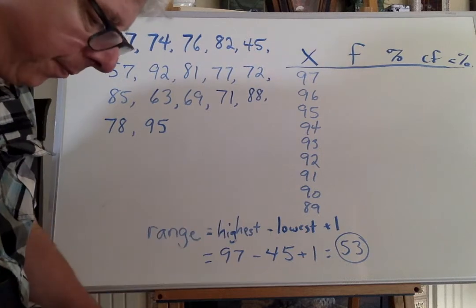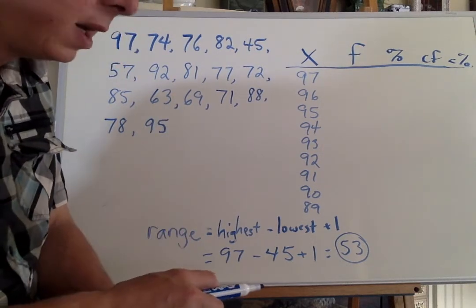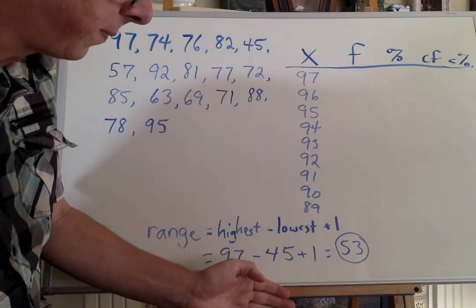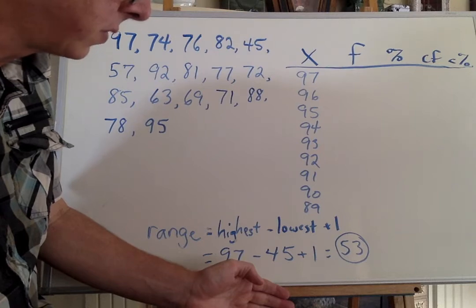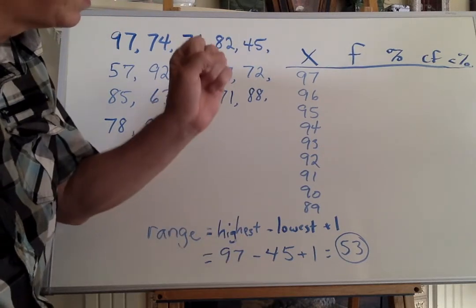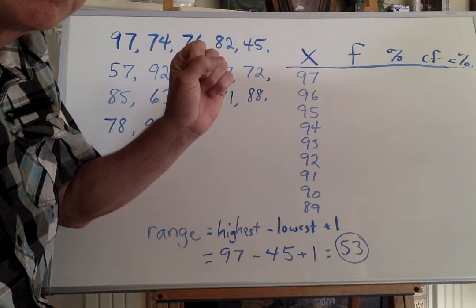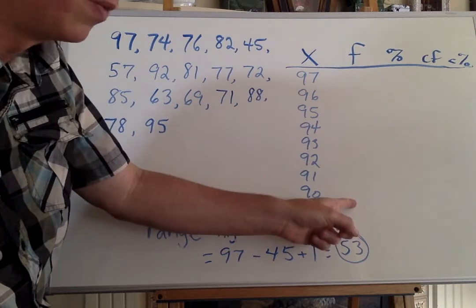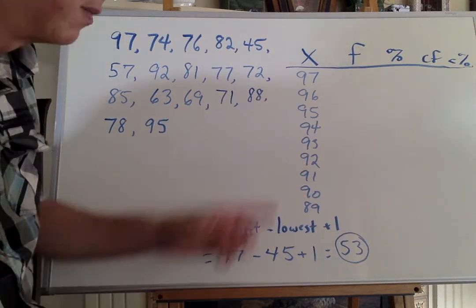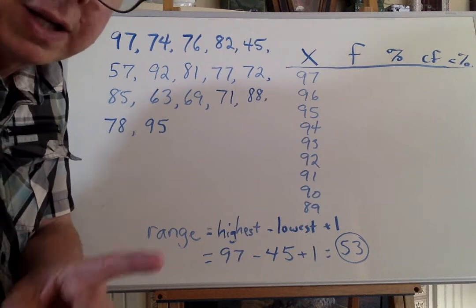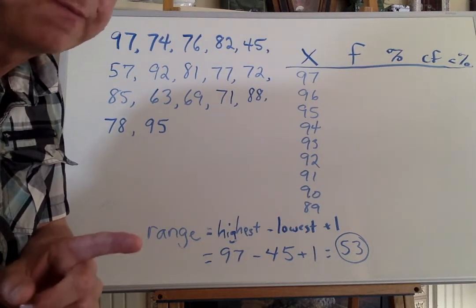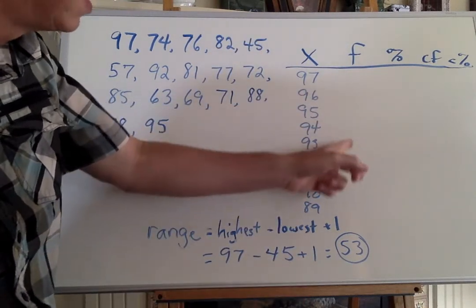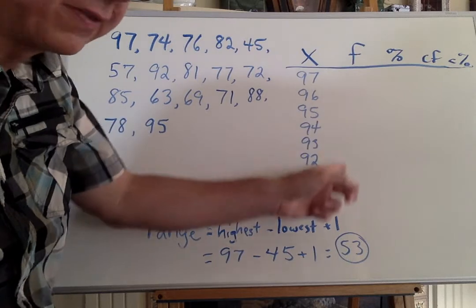By the way, put on your thinking caps here. If I listed all of these potential values, what would be the modal number that I would see in this column? What would be the most common entry I would see in my frequency column? Take a minute to think about this, okay? So I have all my numbers listed from 97 to 45. What am I going to see most often in this column?